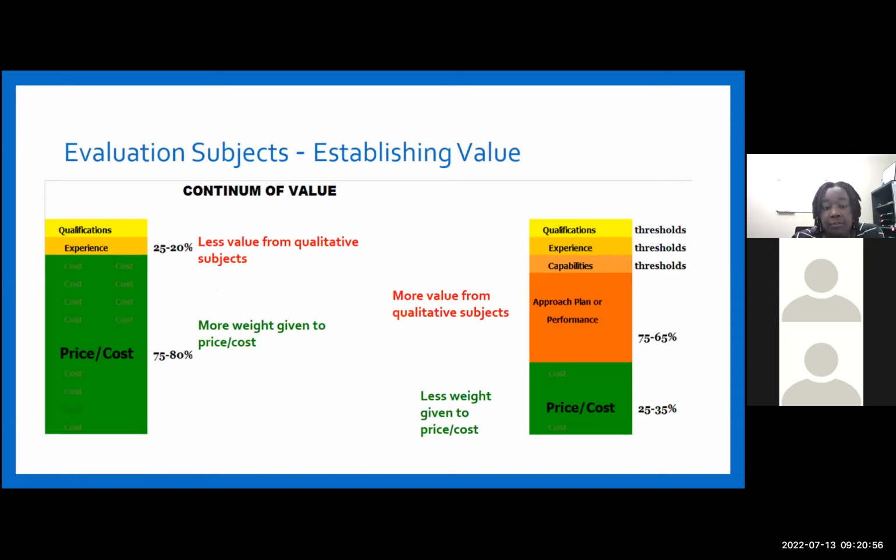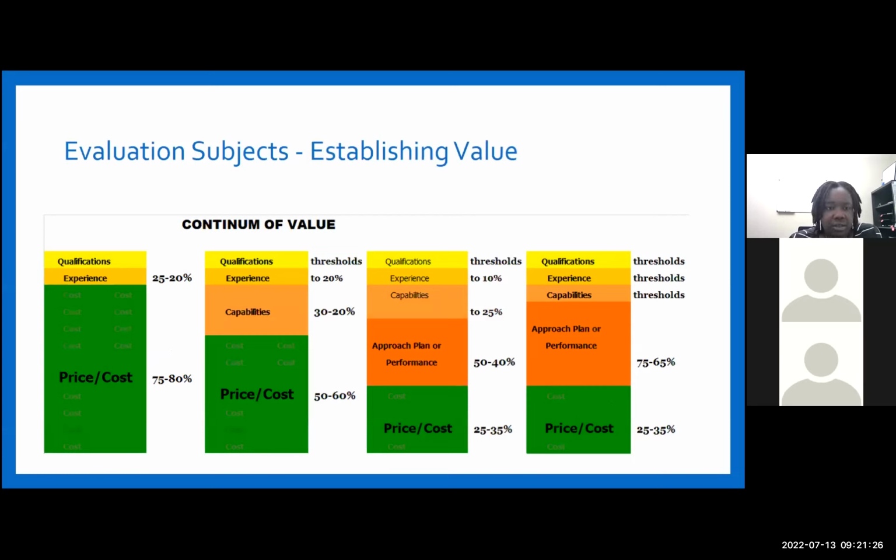This is mainly used for admin, because price is an evaluation criteria for admin. But when you want more qualitative subjects, which is the qualifications, experience, capabilities, and maybe doing an approach plan or past performance, and cost weighs less, this is more geared towards your engineering contracts because you cannot use cost as a rating factor.